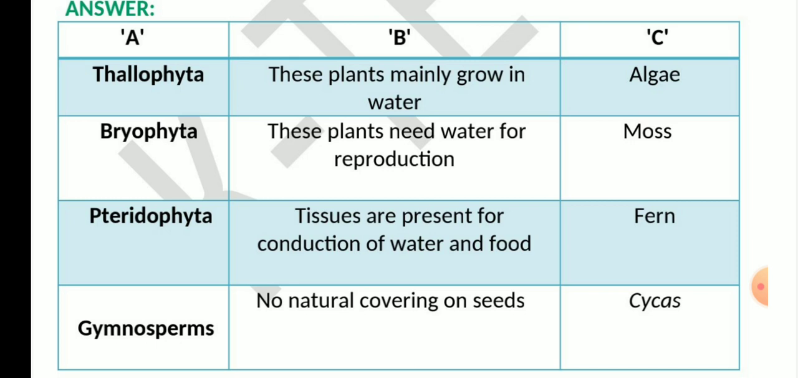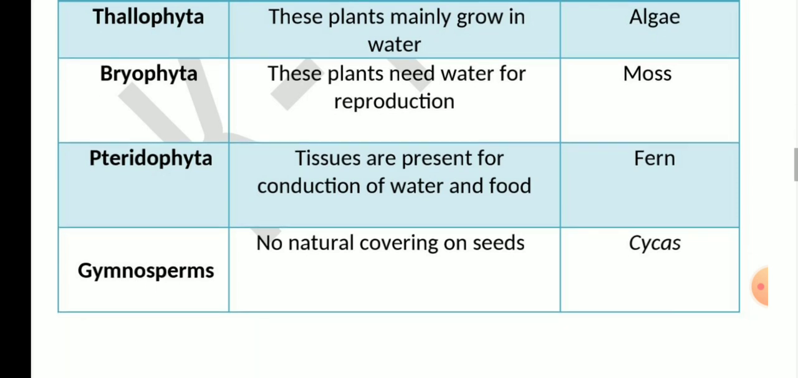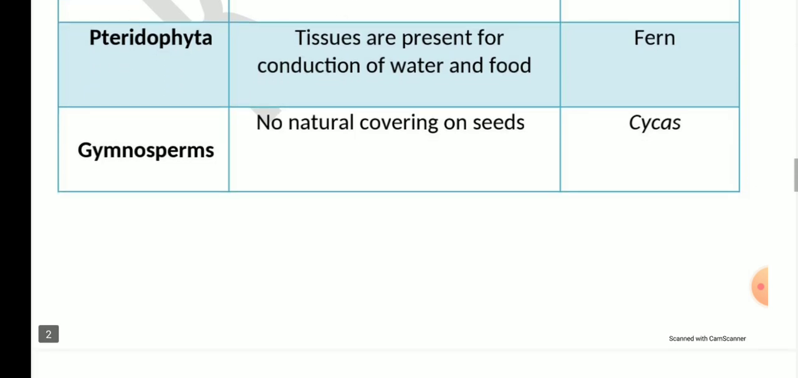Thallophyta. These plants mainly grow in water, right? And example is algae. Bryophyta. These plants need water for reproduction. Example is moss. Third one, Pteridophyta. Tissues are present for conduction of water and food. For example, fern. Gymnosperms. They have no natural covering on the seeds. Example, Cycas. Understood, children?